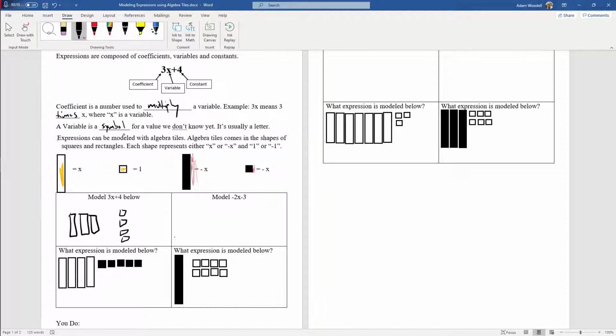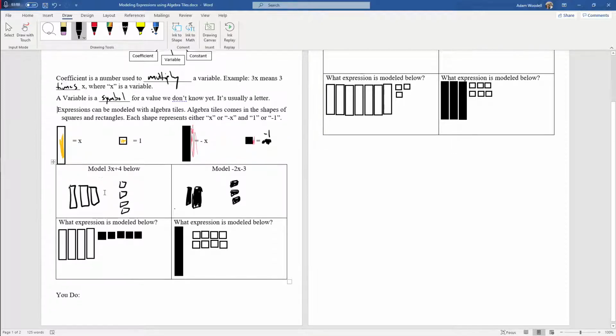Let's go over here to this next one. Model negative 2x minus 3. Well, if negative x is a shaded in rectangle, negative 2x means let's just put another shaded in rectangle right next to it. So I know what one of these looks like, so if I want 2 or 3 or 10, I'm just going to put that many rectangles. And again, if negative 1 looks like one filled in square, oh, this is a typo, this should be negative 1. Negative 3 means I should have 3 filled in squares.